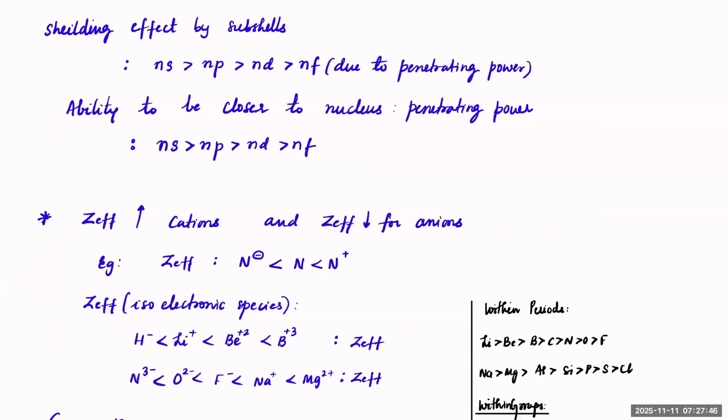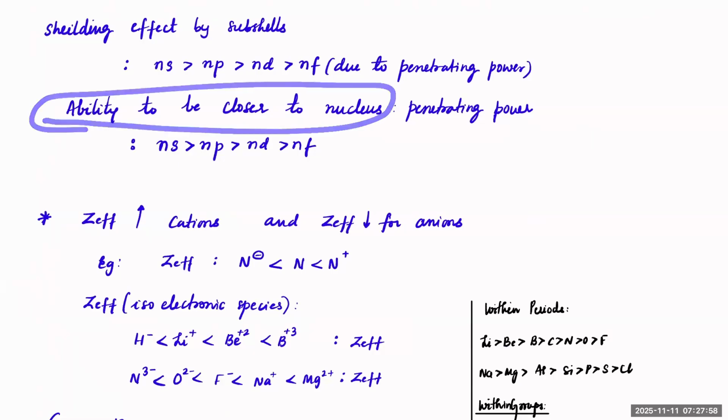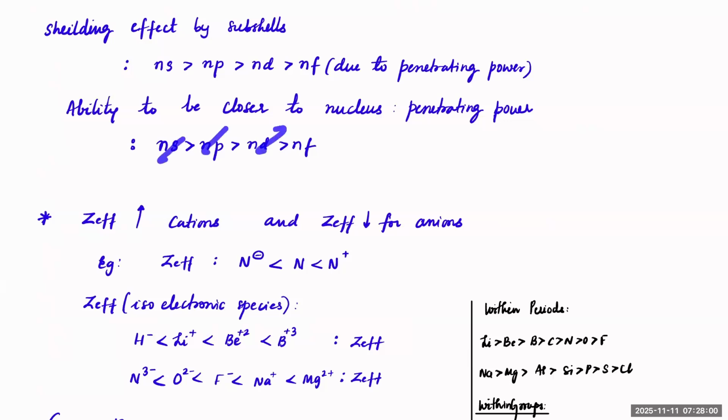Next, shielding effect by subshells. You can see ns, np, nd, nf; this will have more shielding effect. This is due to penetrating power. Ability to come closer to the nucleus is called the penetrating power, out of which ns, np, nd, nf, this is the order which we will have.